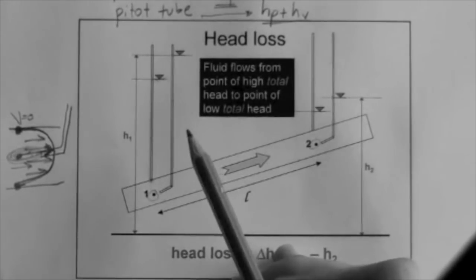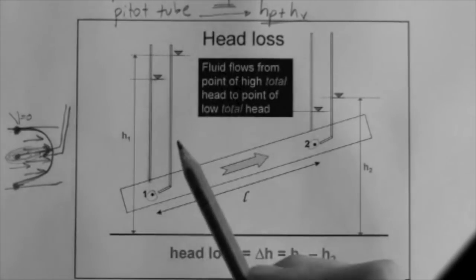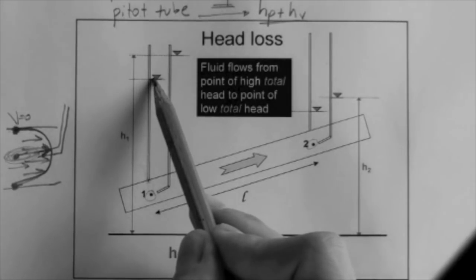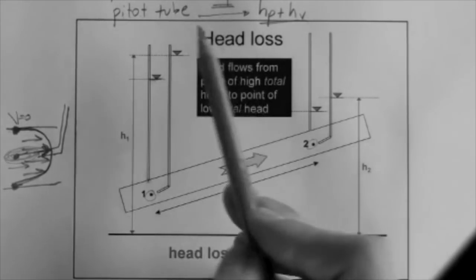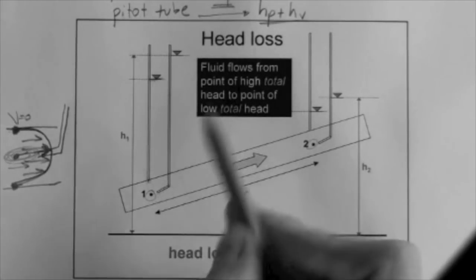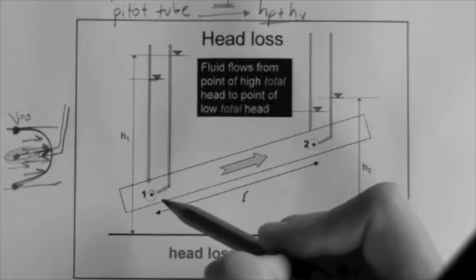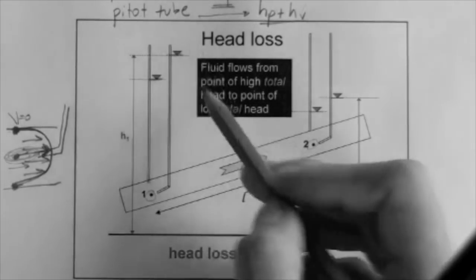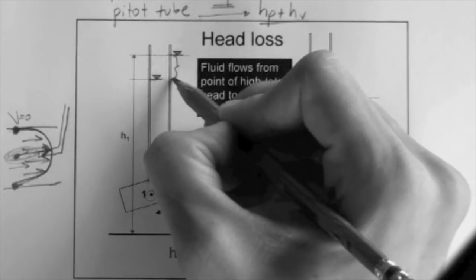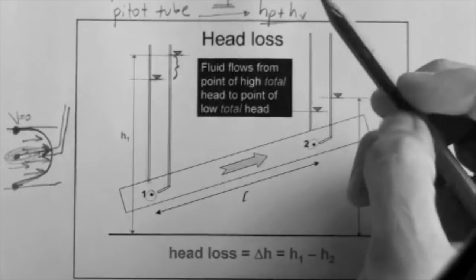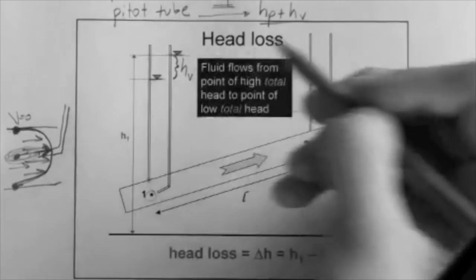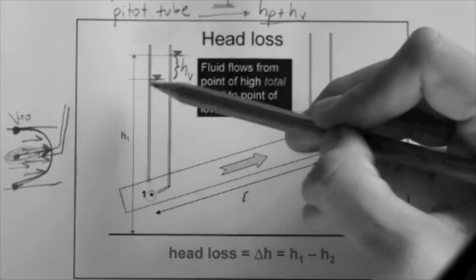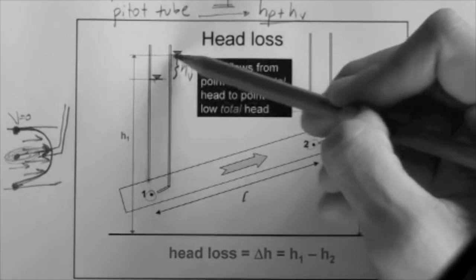So if the piezometer measures the pressure head and it rises to this distance or this elevation, and the pitot tube measures the pressure head and the velocity head together and it rises for this point to this elevation, then what is the difference in elevation here? This is the velocity head at point 1, right? Look, pressure head plus velocity head. The difference must be the velocity head.